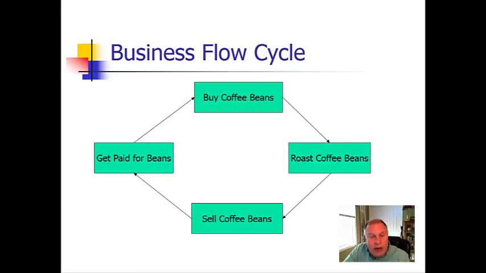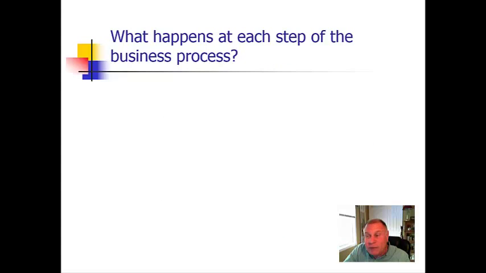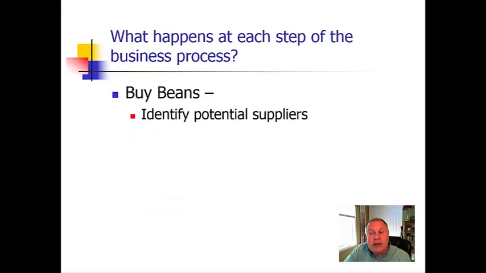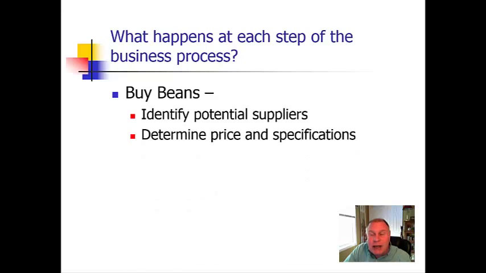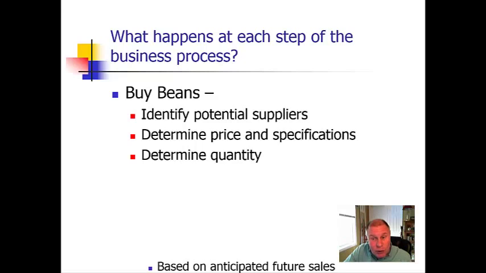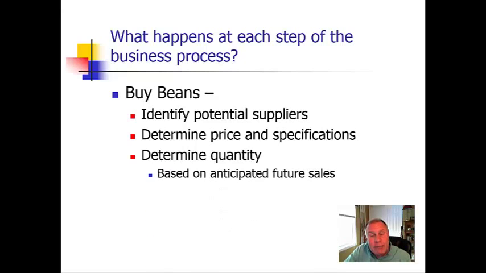So let's look at what happens at every step of the way. When you buy beans, there's some process that needs to go on. You need to identify potential suppliers. You need to determine the price, how much you will pay. What are the specifications of what you want to buy in beans? How much do you want to buy? When you're thinking about how many raw beans you want to buy, you have to do that based on anticipated future sales.